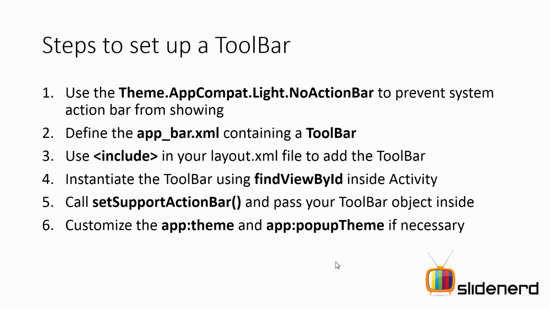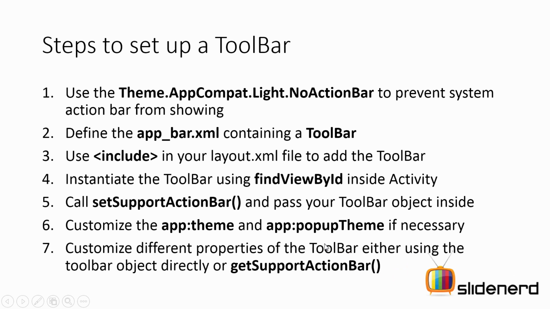It completely depends on how your toolbar looks, whether you have a light theme selected and there's a light dark colors on it and you want light text on the background, then you need to have these two implemented if you want. Other than that, the last step is to customize the different properties of your toolbar by either using the toolbar object directly, or you can call the get support action bar. So are we ready? Let's start.